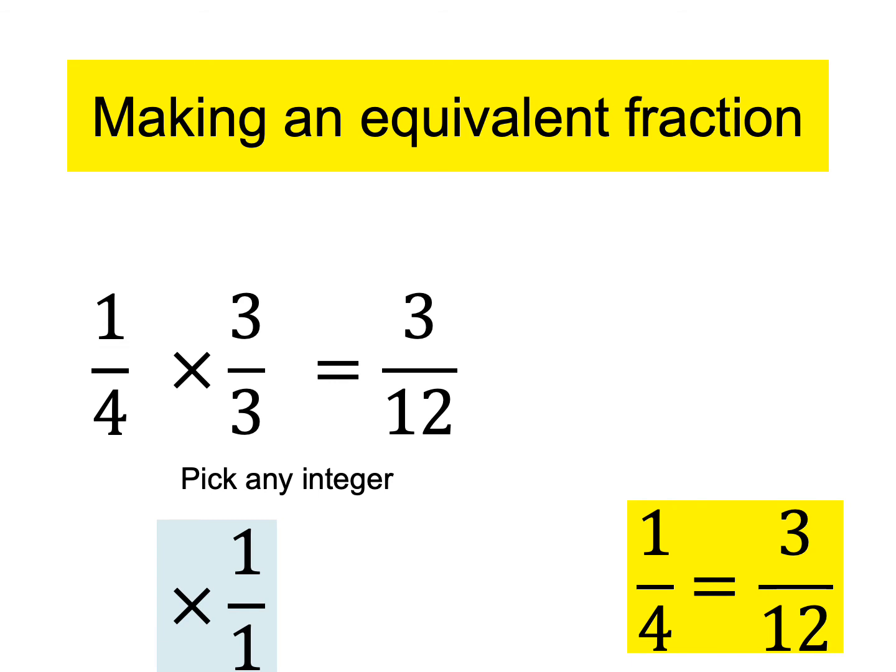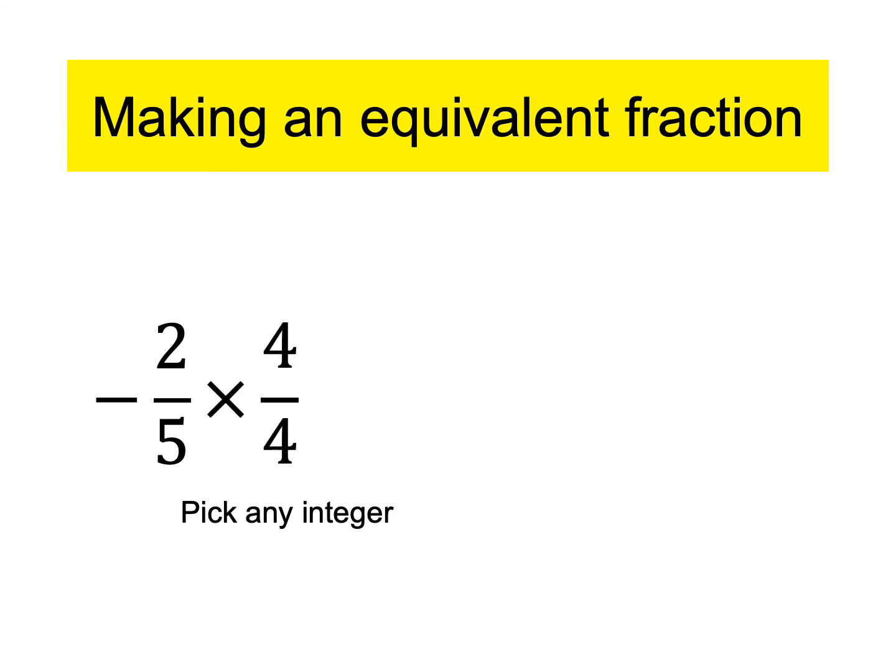So this is the process of making an equivalent fraction. You take any fraction, including a negative fraction, and you pick any positive integer. Let's say 4. You write 4 over 4 and you multiply straight across. That will make you an equivalent fraction, a fraction that represents the same number as the original fraction.